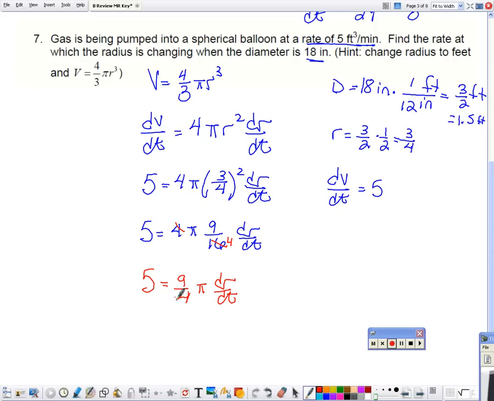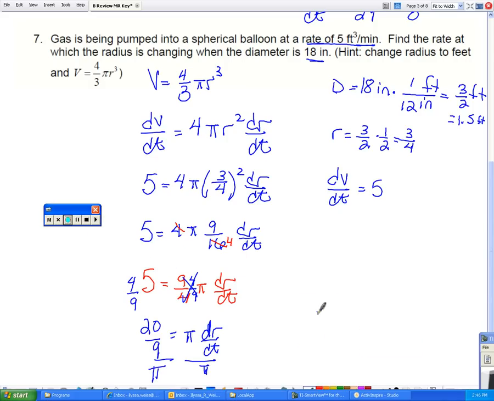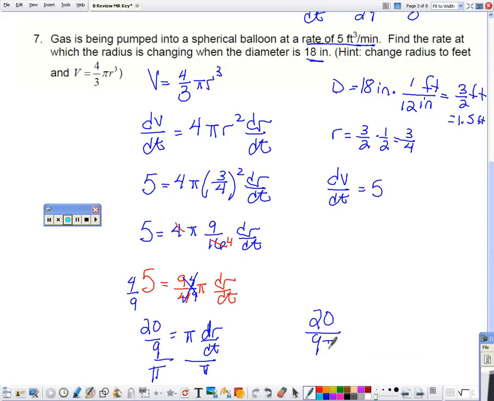So then simplifying for dr/dt, going to multiply both sides by 4/9 so that those cancel. So I have 20 over 9 equals pi dr/dt. Then I have to divide by pi. So my final answer is 20 over 9 pi, which equals dr/dt.